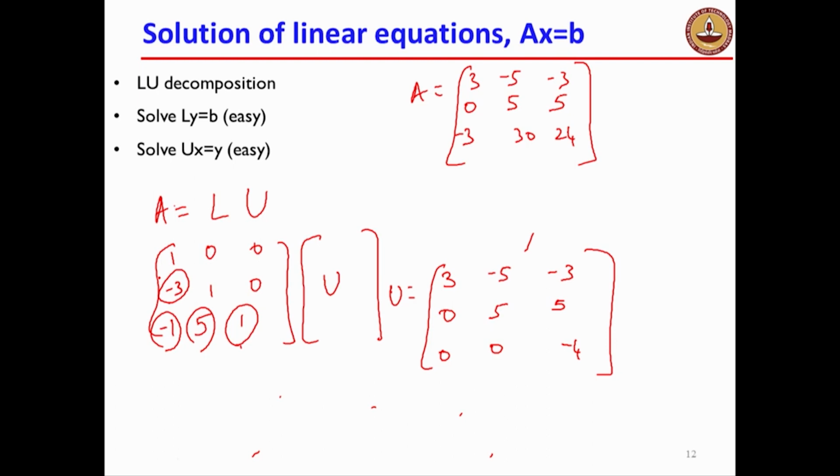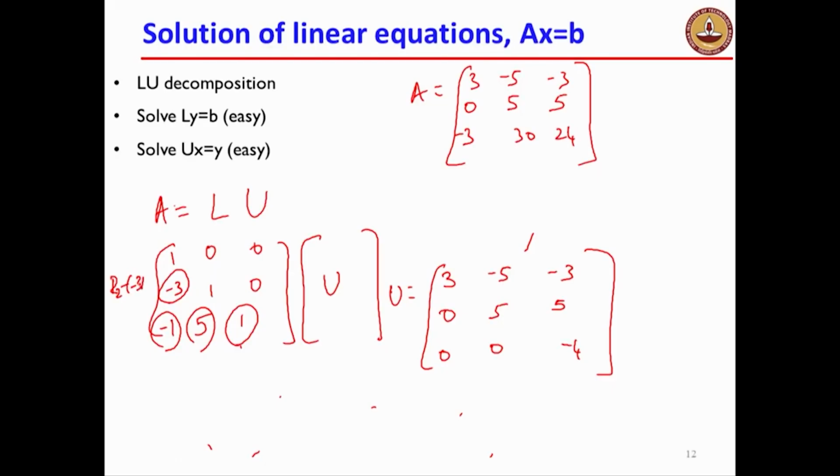These are the row operations that you were doing. What this means is you are doing R2 minus of -3 R1. Here you are doing R3 minus of -R1. Here you are doing R3 minus 5 R2. This is what you are doing. And all of these row operations are basically coded in this matrix L. And the U matrix is what you need anyway to do the so-called backward substitution.